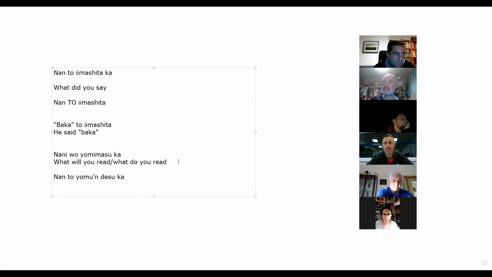If you say nani o yomimasu ka, this means what do you read? What are you reading? Like, are you reading a book? Are you reading a newspaper? Are you reading an article? But nanto, if you've used to instead of o, this means what does it say? What does it read? What are the words that it says? Yeah. Is that okay, guys?